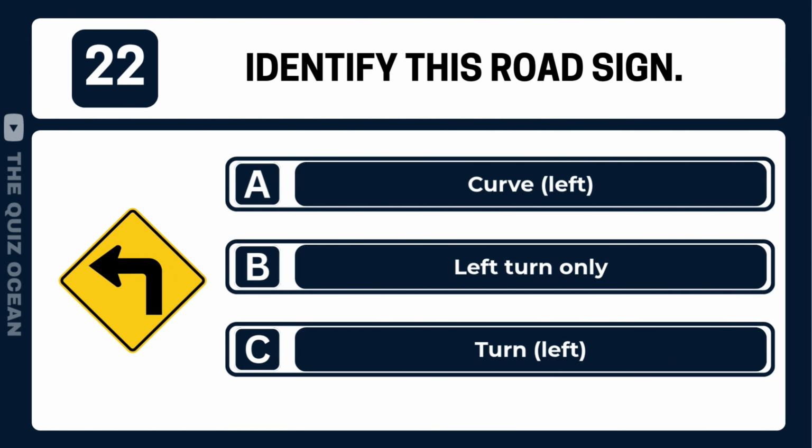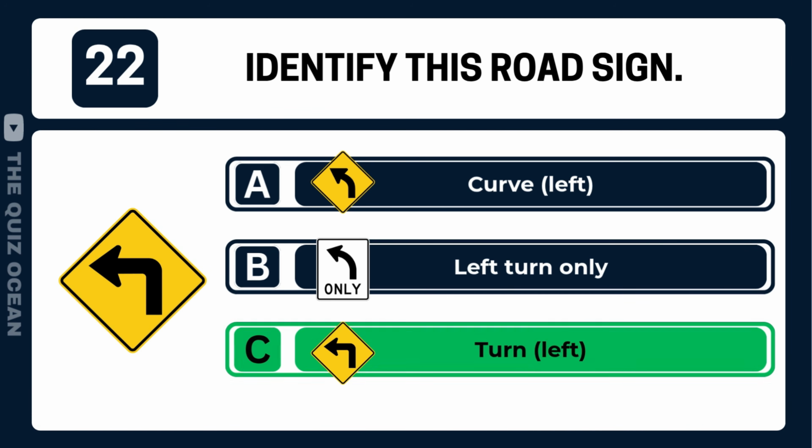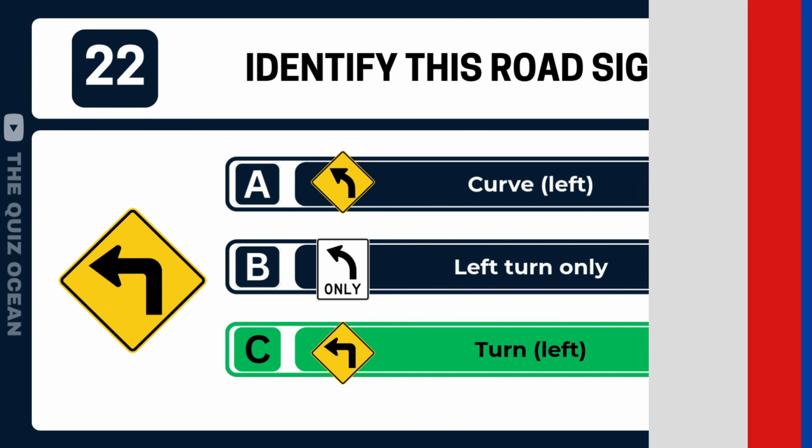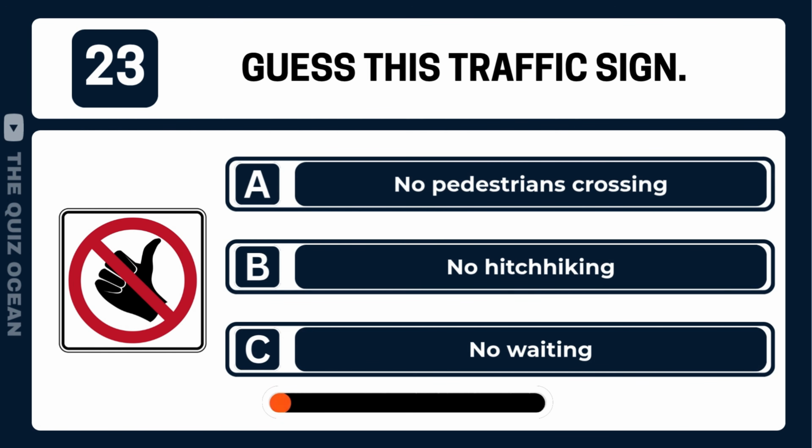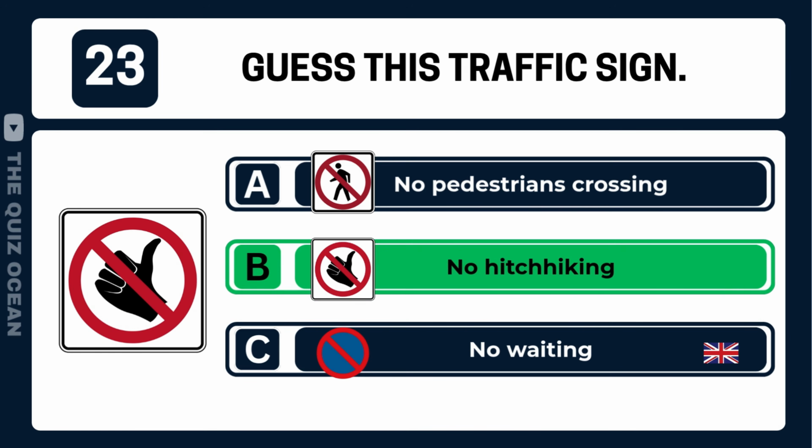Question 22. Identify this road sign. The answer is C. Turn left. Question 23. Guess this traffic sign. The answer is B. No hitchhiking.